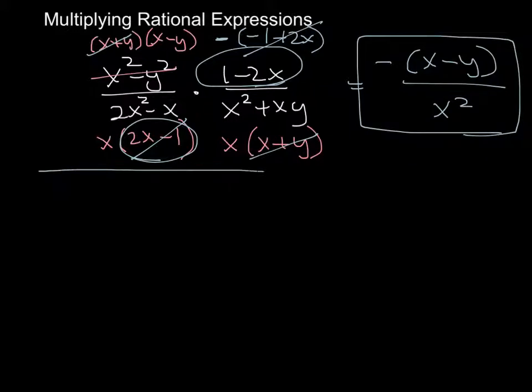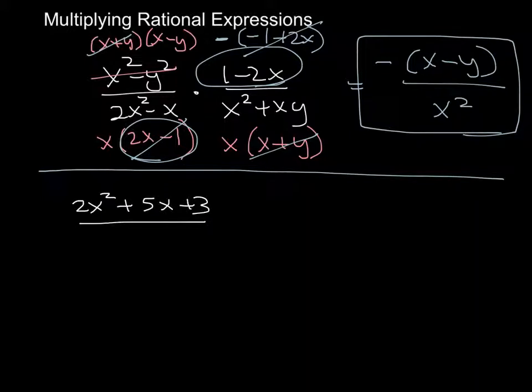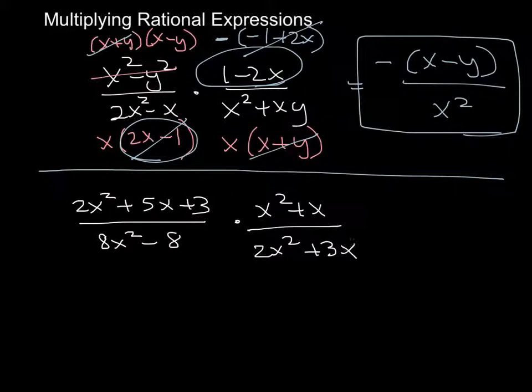Let's take a look at another one. Let's take a look at 2x squared plus 5x plus 3. Divide that by 8x squared minus 8. And let's multiply that by x squared plus x. Divide this by 2x squared plus 3x.